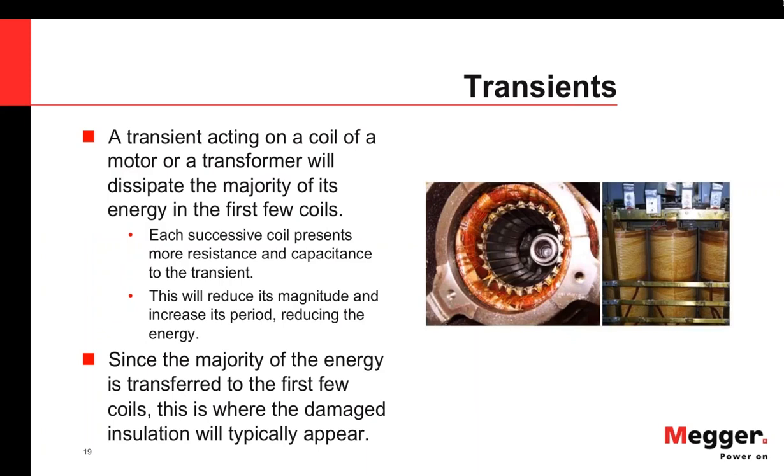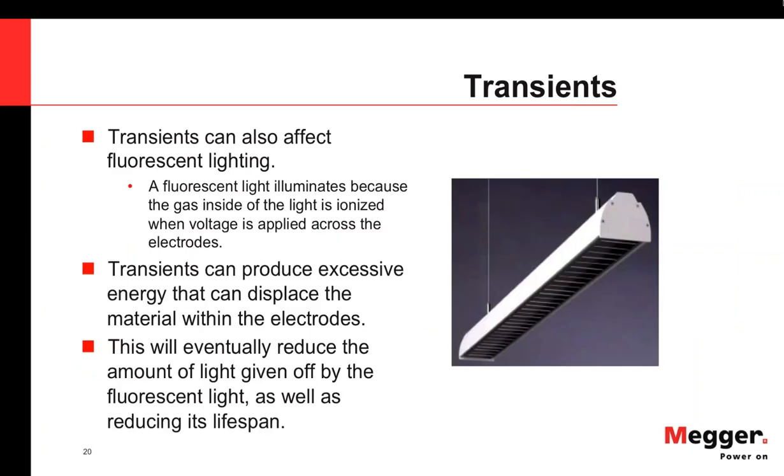Now, a transient acting on a coil within a motor or a transformer will dissipate the majority of energy in the first few coils. Each successive coil presents more resistance and tends to degrade the transient, dissipate it. So since the majority of the energy is transferred in the first few coils, this is where we'll typically see the damage when it's due to transients, in the first few coils of the motor.